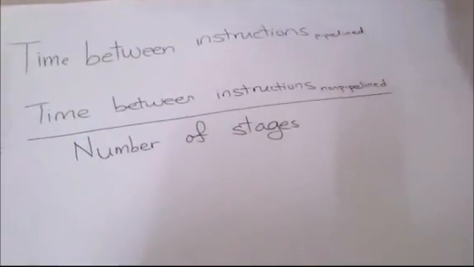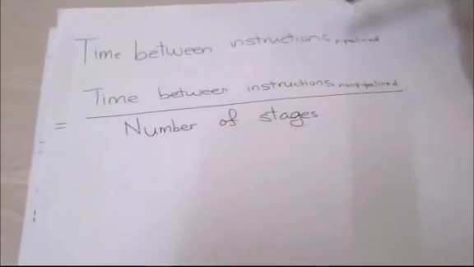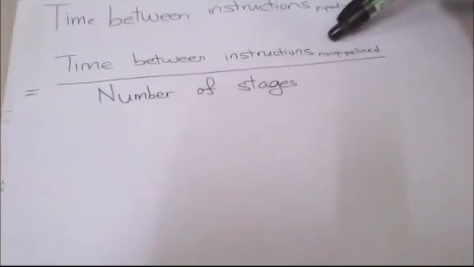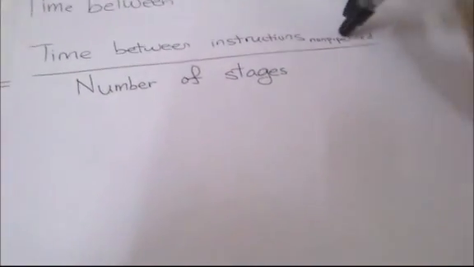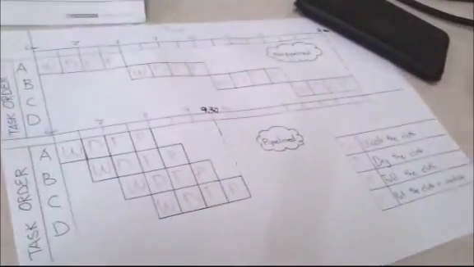Now let me explain what pipeline speedup is. How do we say all stages are balanced? Let's say all stages take the same time. Then how do we calculate the time between instructions which involve the pipeline? The formula is the time between instructions of the non-pipeline process divided by the number of stages.